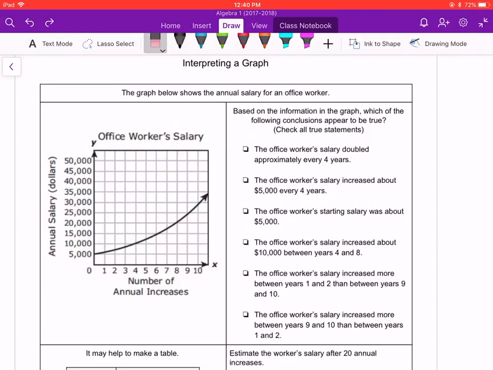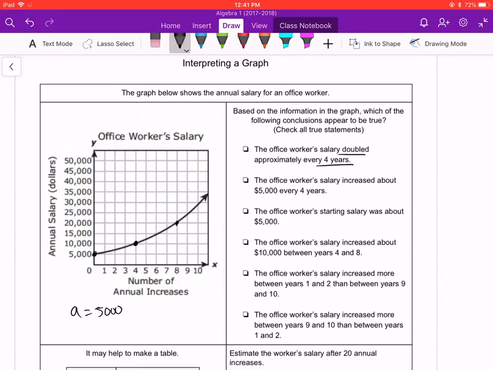Okay, so the office worker's salary doubled every 4 years. Now, did that happen? Let's see. Your initial value, you know, is 5,000. So we know it starts at 5,000. What happens if I go to 4 years later? Here's 4. Did it double? Well, it went to 10,000. Yeah, it doubled to 10,000, right? Let's check another 4 years just in case.